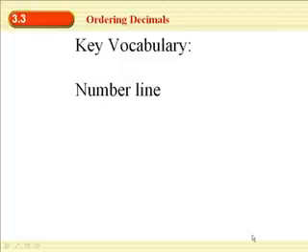All right, this is 6th grade 3.3, ordering decimals. This is page 130 in your book, so make sure you open up to that page 130. The vocabulary is a number line.